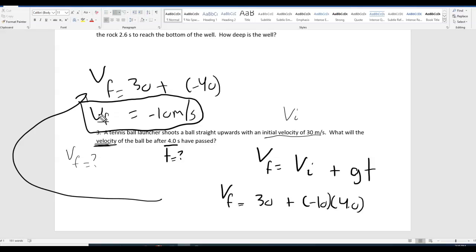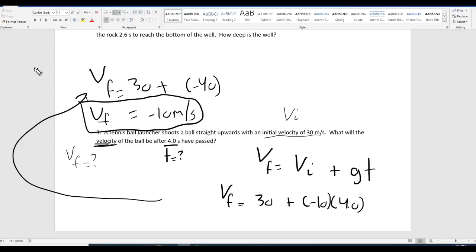Well, here's the answer. What's going to happen after the tennis ball reaches its maximum height is it's going to stop, and then, guess what? It's going to fall back down. Okay, so after 4 seconds have passed, the tennis ball has reached its maximum height and is currently falling down. That's why it makes sense for the tennis ball to now have a negative velocity.